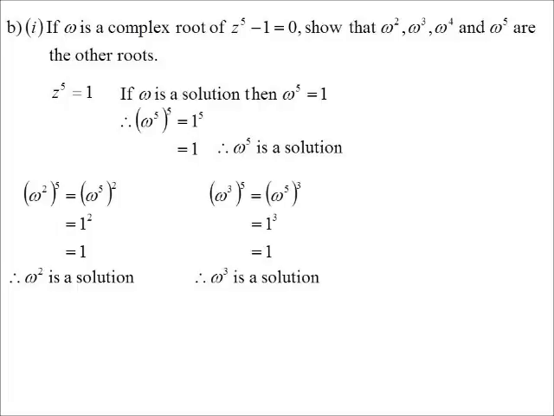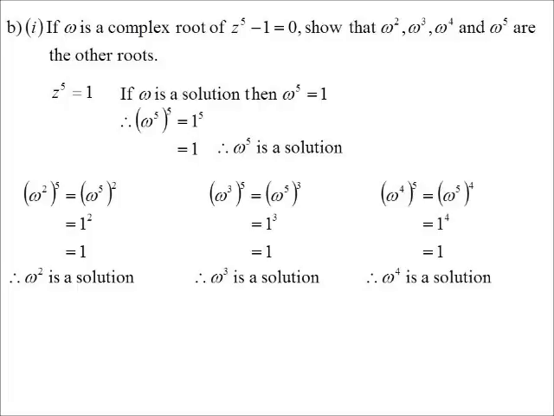I can do the same with the cube. Omega cubed to the power of 5 is the same as omega to the power of 5 cubed. But I know omega to the power of 5 is 1, and 1 cubed is 1. So when I substitute in omega cubed, I get the answer 1. It must be a solution.